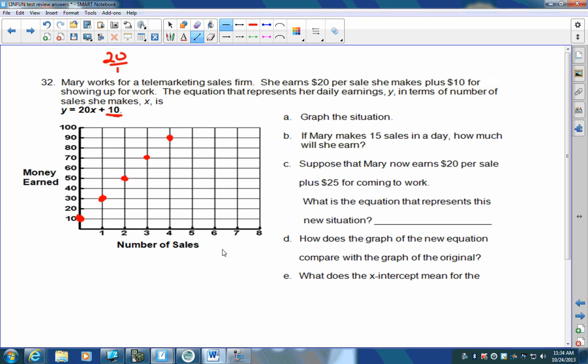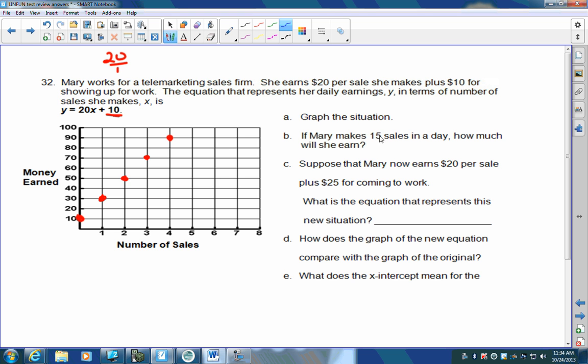Well, actually, I wouldn't even draw a line. No, you should. Well, you have to figure out, but is this discrete or continuous? It's discrete because you're getting paid per each sale. So I'm going to leave it as dots. Now it says if Mary makes 15 sales in a day, how much will she earn?